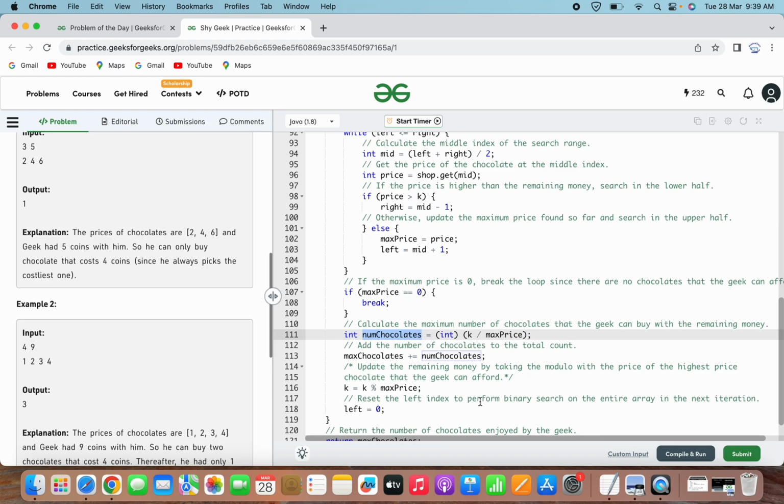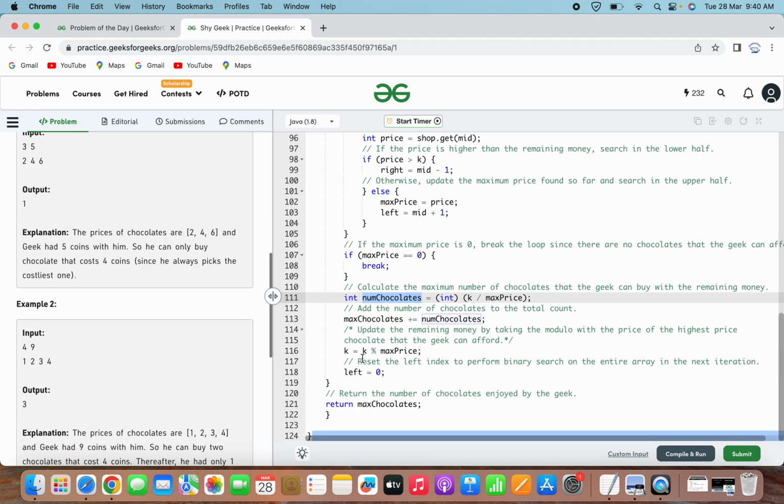Then the function will update k by taking the remainder of k by max price. So here we are seeing, after the costliest chocolate is bought, how many coins Geek is left with. I hope this is clear. So this will give the amount of money the Geek has left over after buying as many chocolates as possible at the current price level.